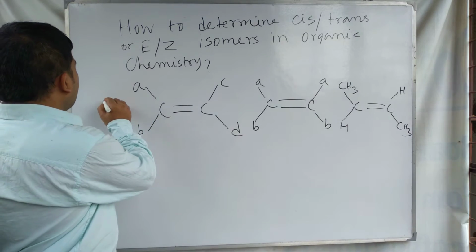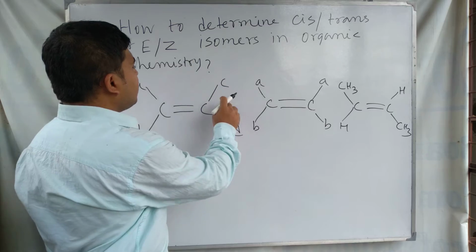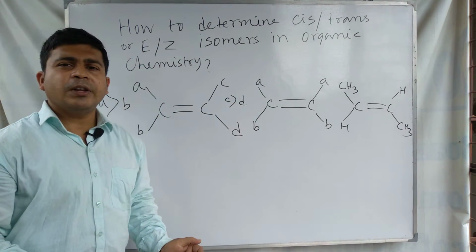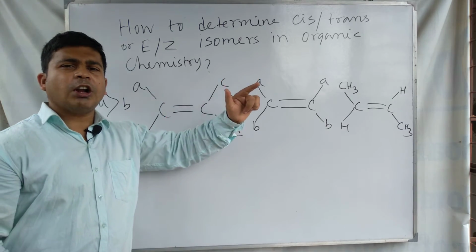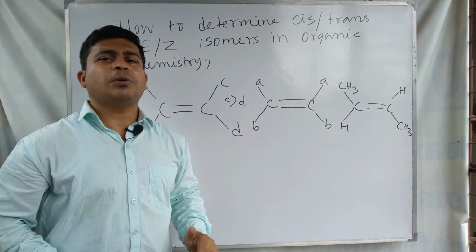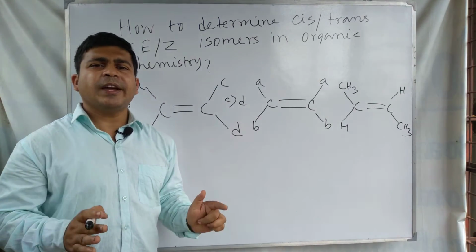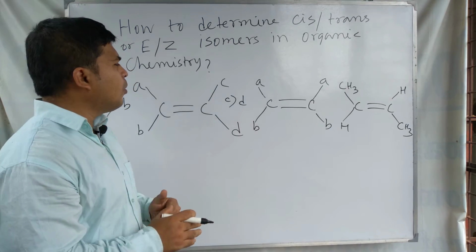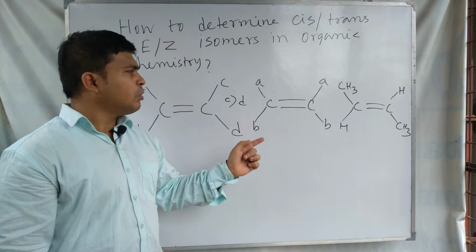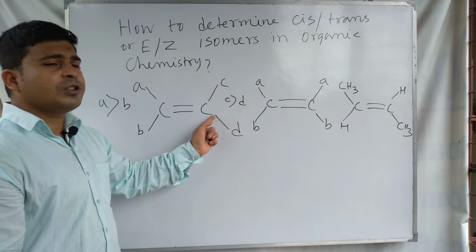For this, suppose A has greater priority than B, and among C and D, C has greater priority than D. What is priority? There is a priority order according to the increasing order of atomic number and sub rules. You have to know the priority order. I will make a separate lecture video for the priority of groups of atoms or atoms. So you have to know the priority of the groups that are attached to this carbon.